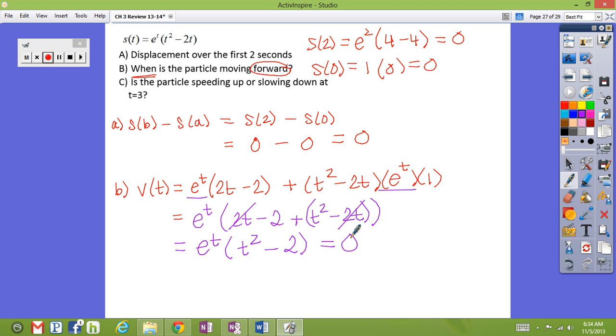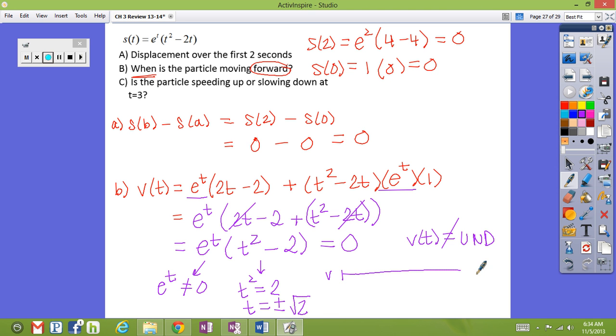To do a sign chart, you want it equal to 0. e to the t never equals 0. t squared equals 2, so t equals plus or minus root 2. Then we also want to do where v of t is undefined, but we don't have any places where e is undefined, and we don't have any places where the parabola is undefined, so that won't matter. The sign chart starts at 0, so I won't need negative.